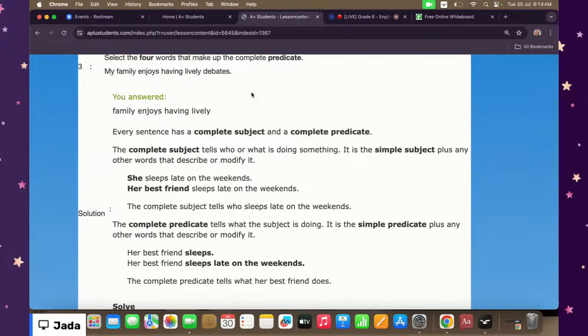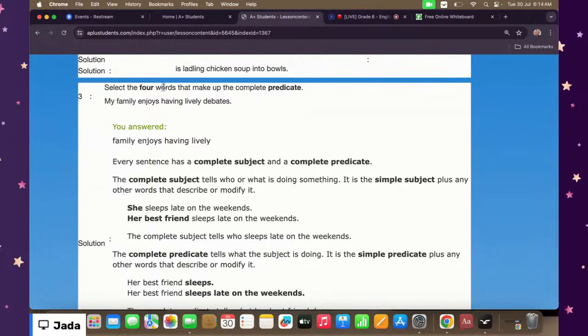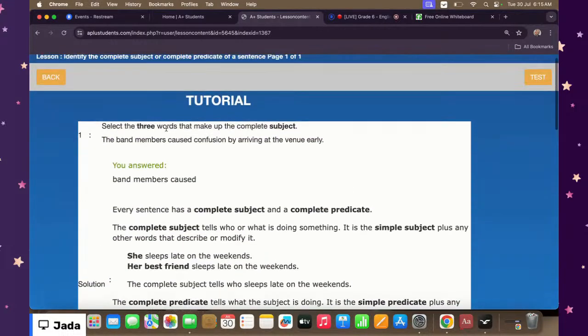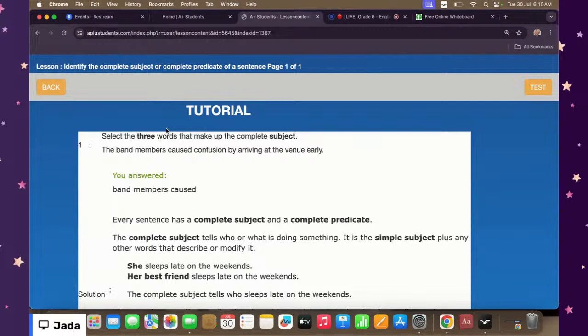Now it says, select the four words that make up the complete predicate. My family enjoys having lively debates. So what are the four words of the predicate? It starts from here. My family is the subject, and enjoys having lively debates is the predicate. All right, let's move on to the test and we'll try to do some questions from the test.